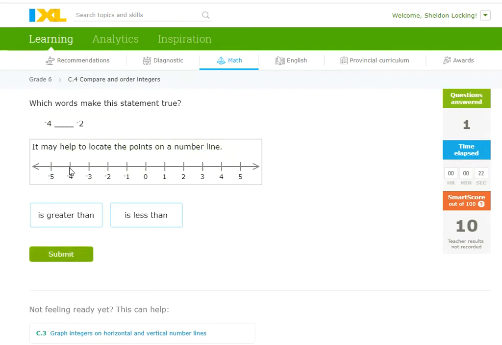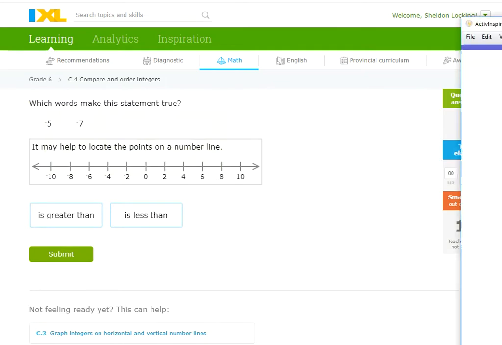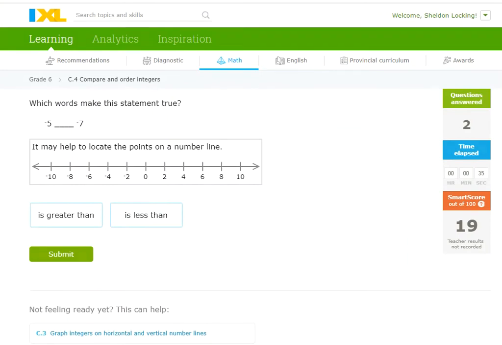-4 is less than -2. It's less than. Okay? This is one of those skills that if you're making small mistakes on it, I'd recommend going on your iPad and actually writing right on the screen, right? -5 is around here. It's between -4 and -6, right? -7 is here.